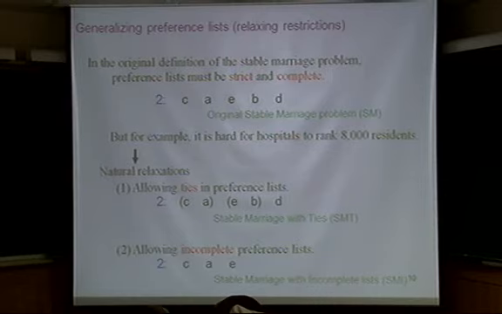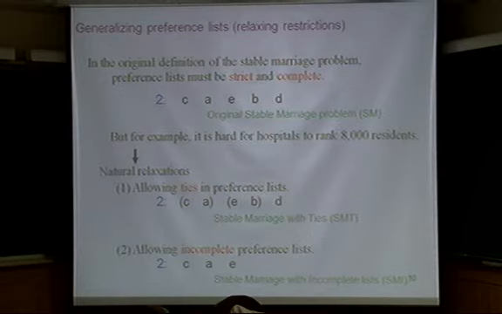So there are 2 natural relaxations of preference lists. One is to allow ties in the preference lists. For example, this man 2 likes C and A best, but he is indifferent between those 2 girls. And then next B and E, and they are equally preferred by 2, and finally D. It's called stable marriage with ties, and I use SMT. And I use SM for the original stable marriage problem.